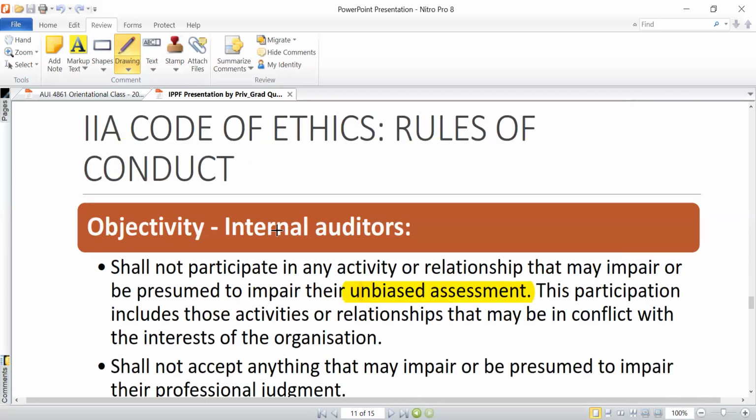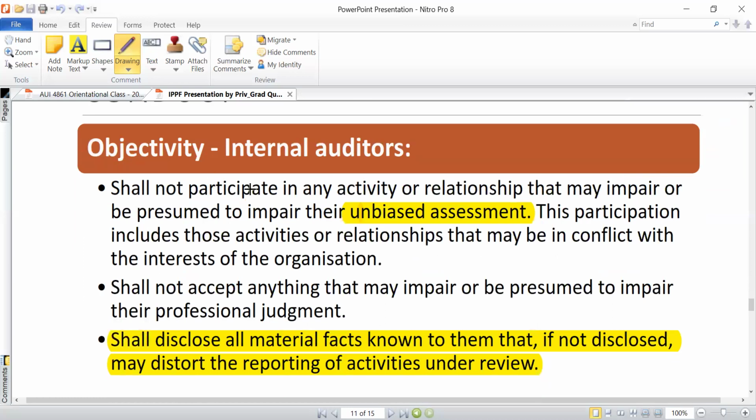Yes. Then the second principle is the principle of objectivity. Now, what are the rules of conduct surrounding objectivity? Number 1, we shall not participate in any activity or relations that would impair or could presumably impair our unbiased assessment. This includes activities or relations which could result in a conflict of interest in the organization. The moment you have something like that, there is a probability that your objectivity as an auditor could be impaired. When you identify anything of that nature, you need to bring it to the attention of the audit committee or the chief audit executive in question. That's what you need to do.